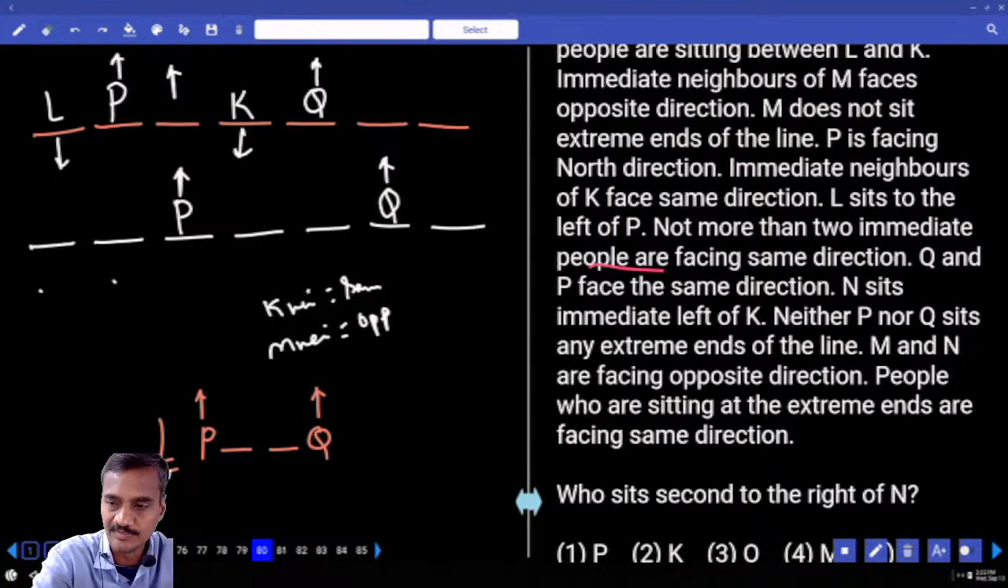Now Q and P, N sits to the immediate left of K. N is to the immediate left of K. This case is not possible. Done with this? N is to the immediate left of K.